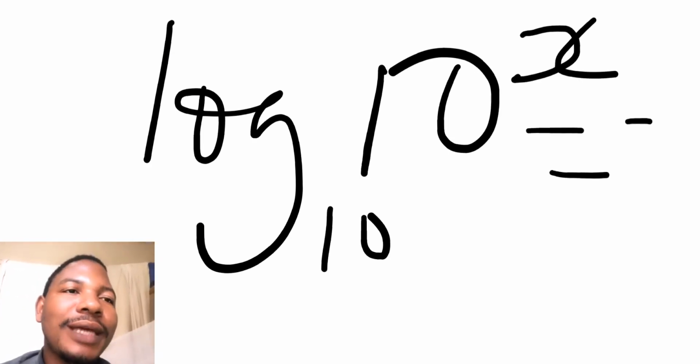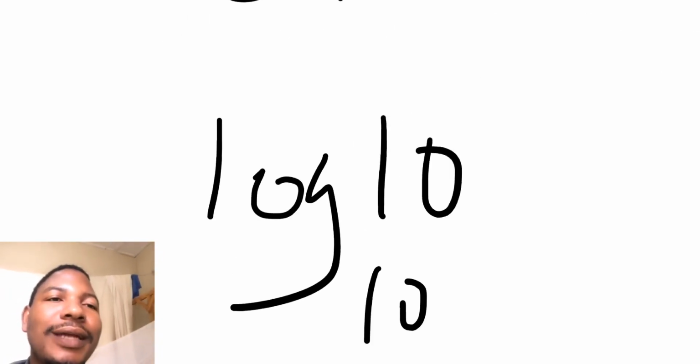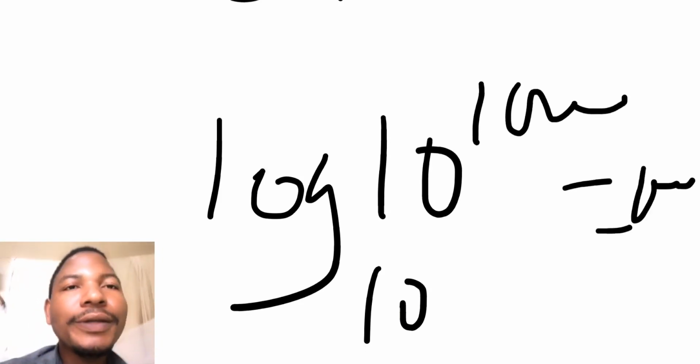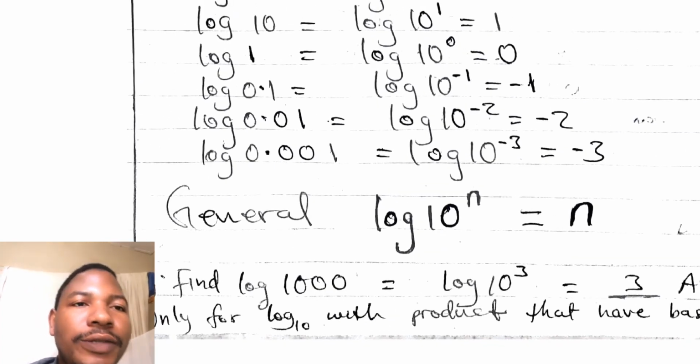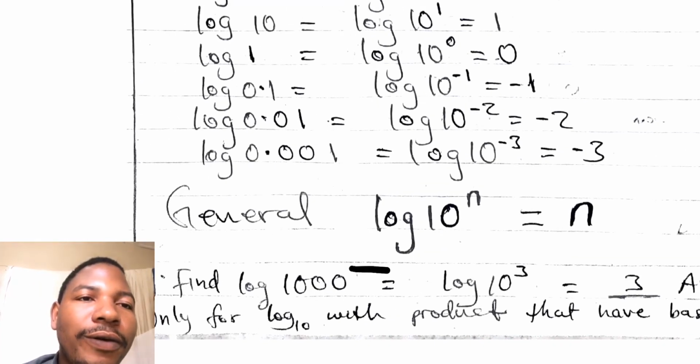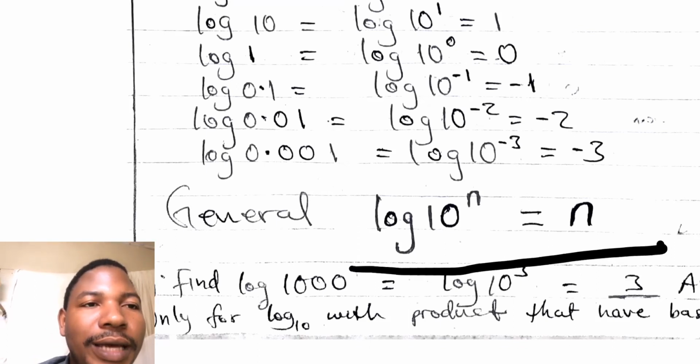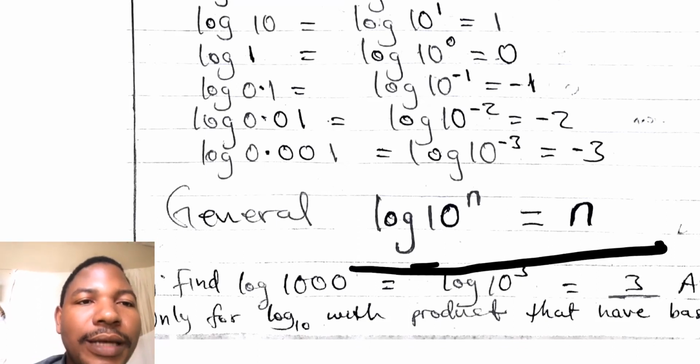Let me repeat it. If you have log base 10 and 10 exponent something, let's say exponent x, your answer must be equal to that x. Even if you have log base 10 and this is 10 exponent thousands, your answer must be that thousands. Okay, so you have to understand it. That's why here we develop the general concept: if you have log 10 exponent n, that will be equal to n because the base here is base 10.